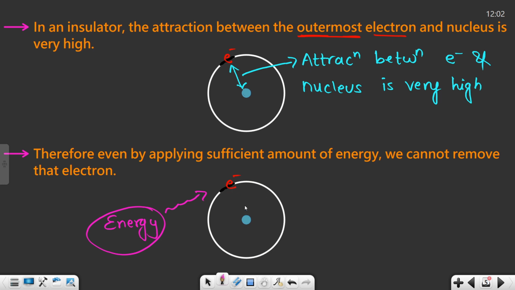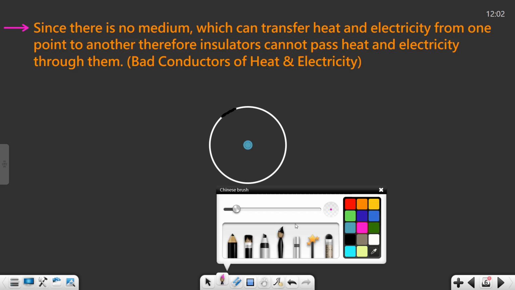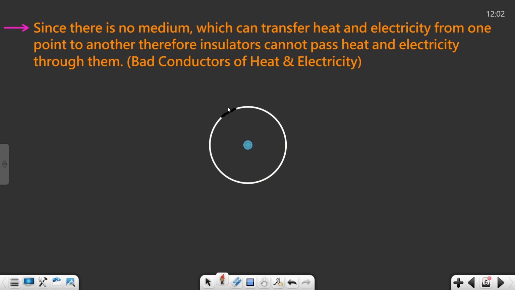Why? Because the attraction between the nucleus and this particular electron is quite high, so these electrons won't be free. And as I clearly mentioned, since electrons are not free, there isn't any medium present between point A and point B that can conduct the energy from point A to point B. Since there is no medium which can transfer the heat and electricity from one point to another, insulators cannot pass heat and electricity through them. They are bad conductors of heat and electricity, which we had already discussed.